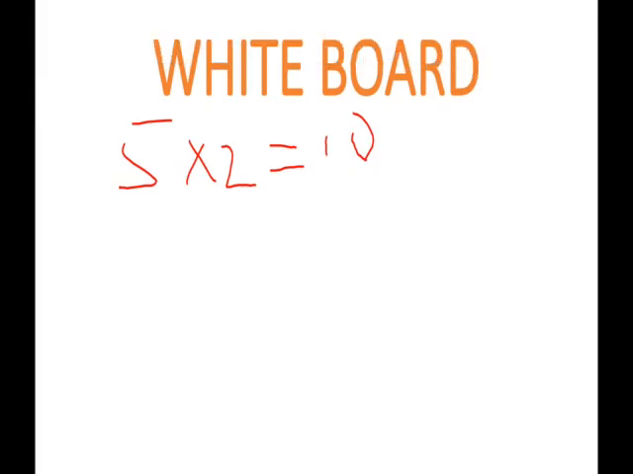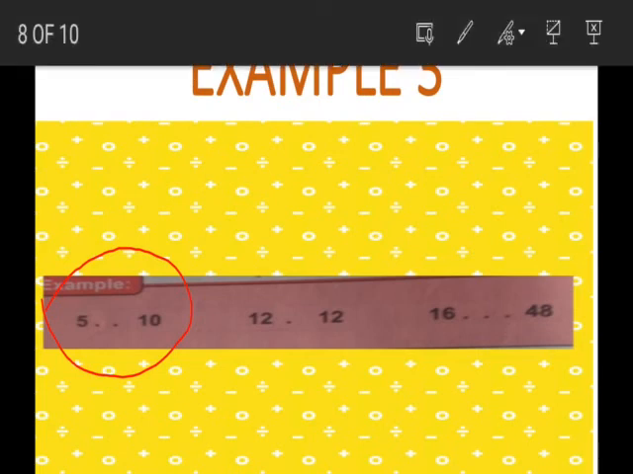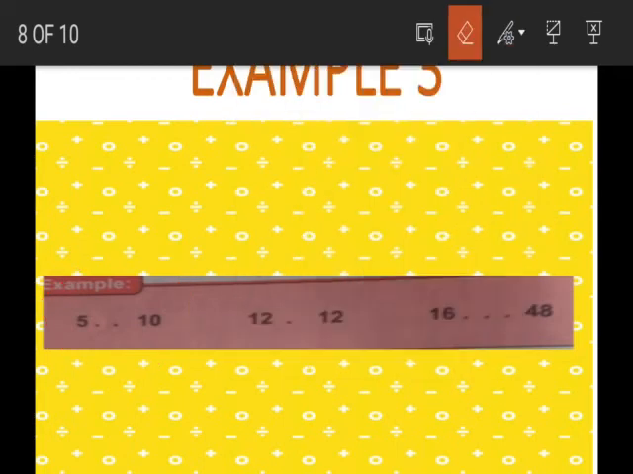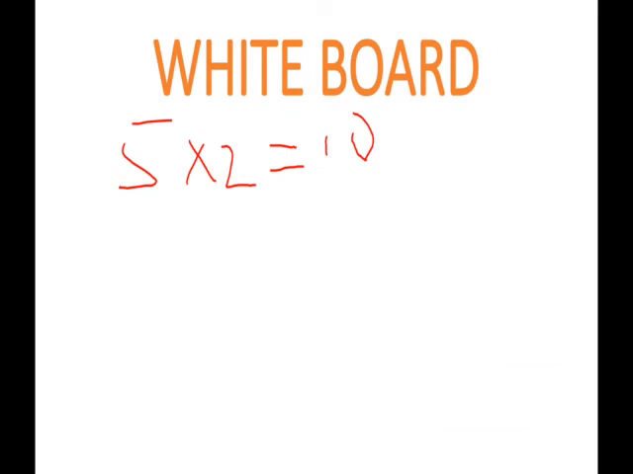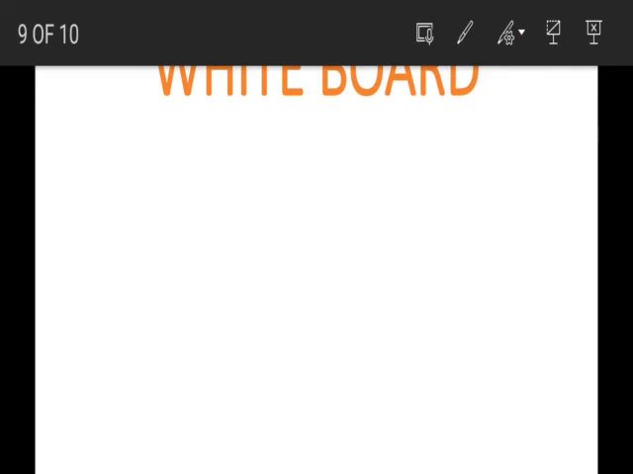Still on example 3, we are looking at sample 2. In sample 2, we have just 1 dot behind 12. So in that case, we will multiply 12 by 1 to get the second number, and that will give us 12.